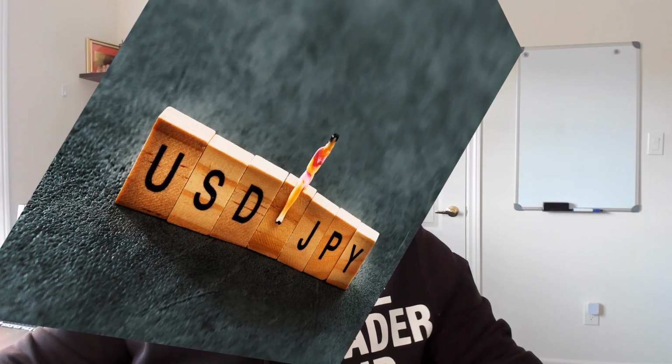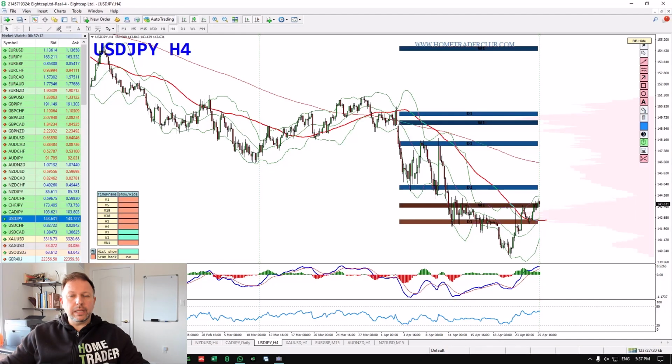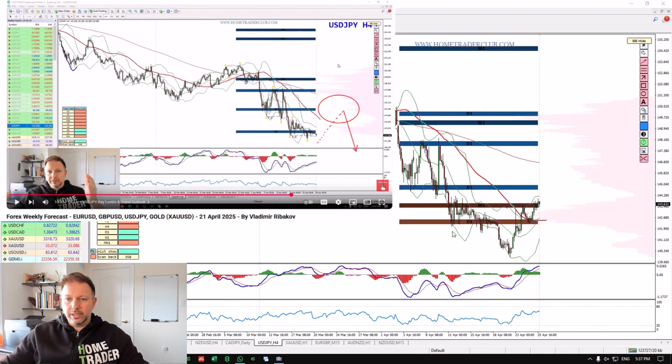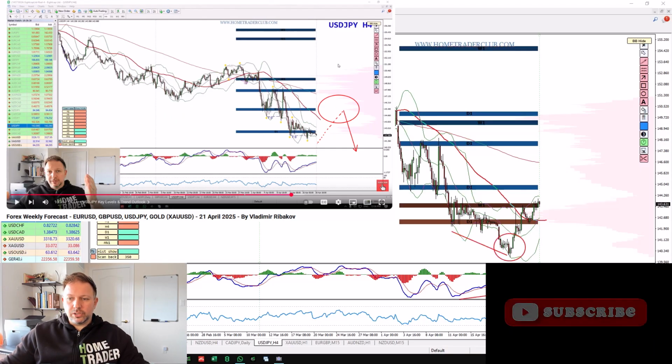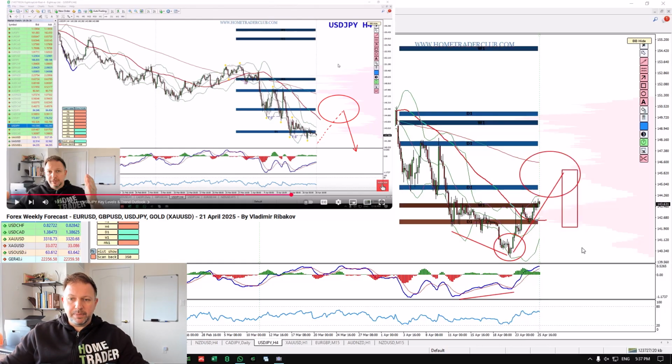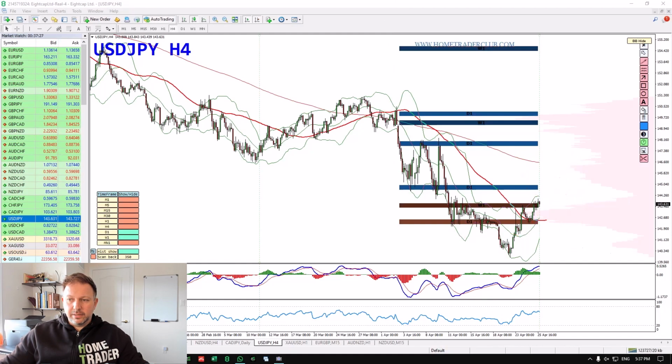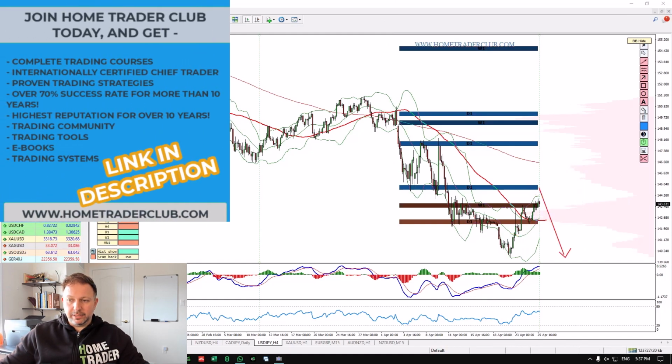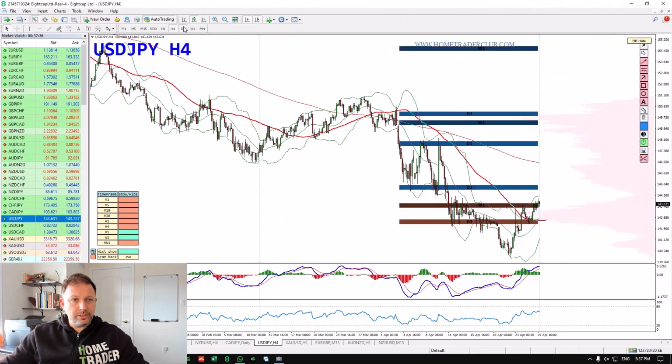Next one, dollar yen, follow up on our last week discussion. Our plan was to see around this zone bounces to the upside before it will manage to create the peak and then start its next move to the downside. As we can see, the bounce does happen and it happens very nicely. The biggest question is what's next.